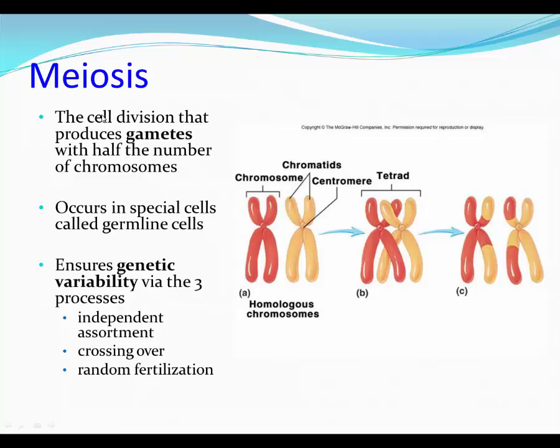The meiotic process creates our gametes with the requisite half of all chromosome numbers, and these occur in special cells called germline cells. The key to meiosis and its connection to sexual reproduction is that it ensures that there is genetic variability and that we end up with haploid cells to allow diploid zygotes. This occurs through three key processes: independent assortment, crossing over, and random fertilization of different sperm with different eggs.